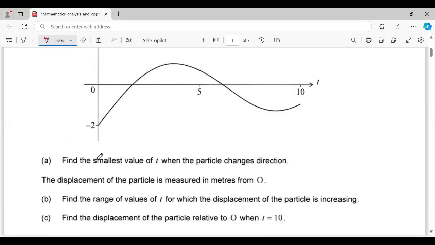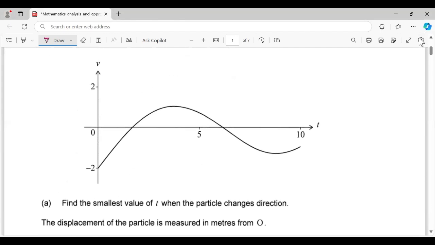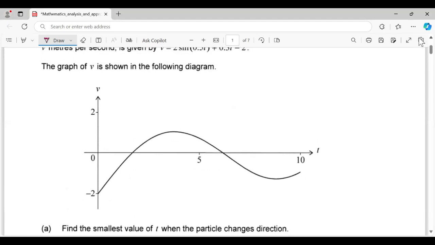Okay. Find the smallest value of t when the particle changes direction. Right. If you are using a calculator to solve these problems, I have used a calculator, Casio Graph 75. So through this calculator, you can see the coordinate point. Okay, but I'm going to show you how we find the values of t.